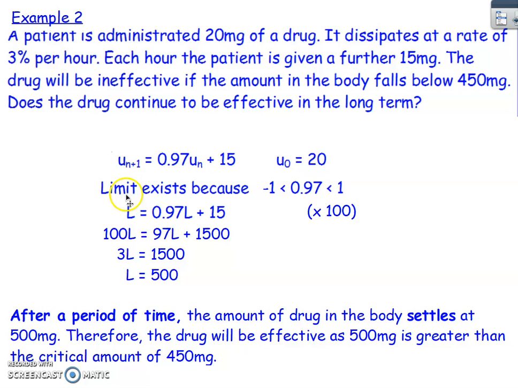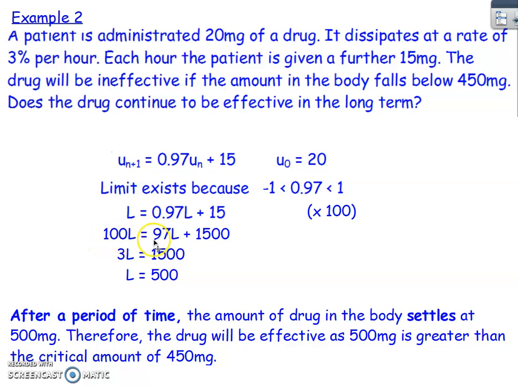We write the sentence: limit exists because -1 is less than 0.97 is less than 1. The reason we write this sentence is you need to make sure you're stating that you can get a limit. In this case it's because 0.97 is between -1 and 1. We can replace U(n+1) and U(n) with L, getting L equals 0.97L plus 15. Again, we can multiply this one by 100. Because it's two numbers after the decimal, we want to eliminate the decimal completely.